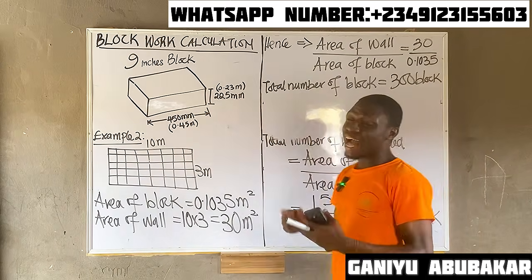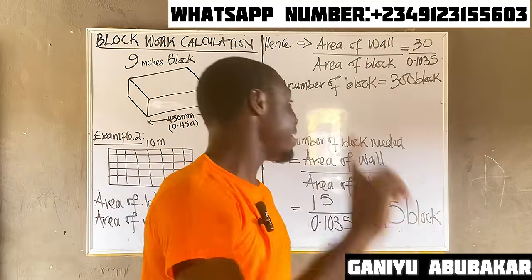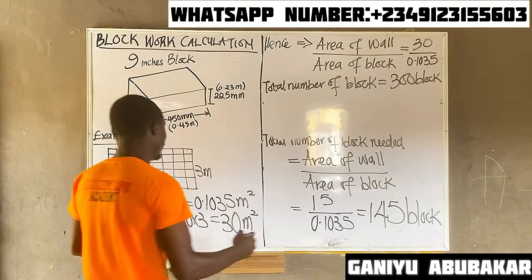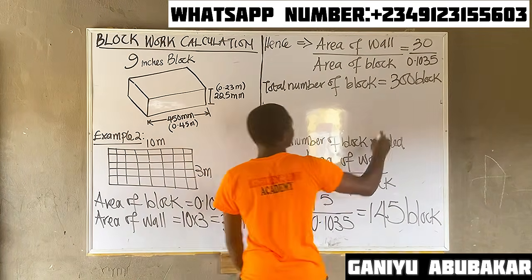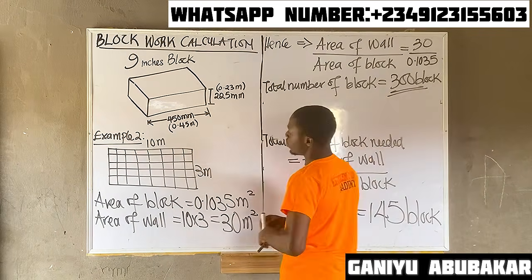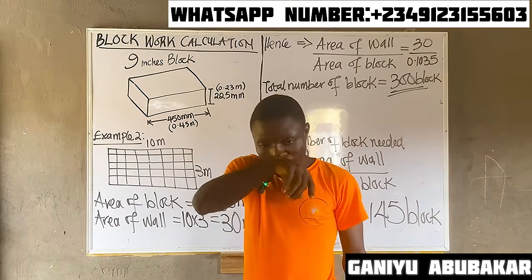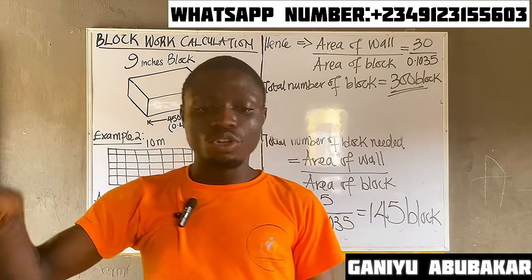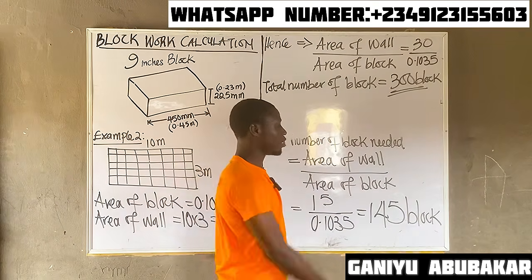So my answers are always approximated, please. So for this wall now, you need 300 blocks. So that's how you get the number of blocks you need for your wall. All right, this is how you get it, please.